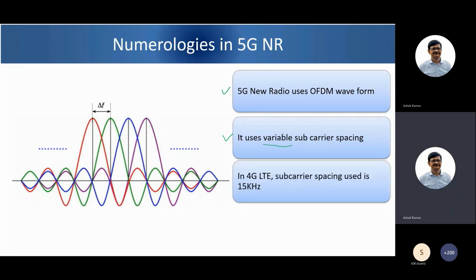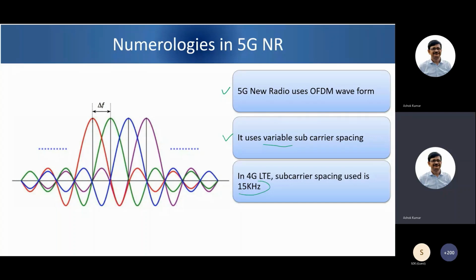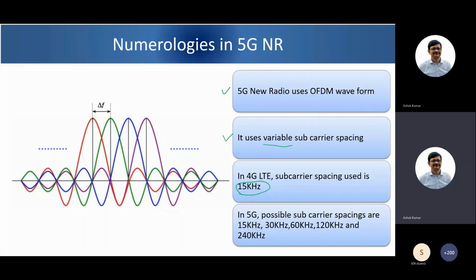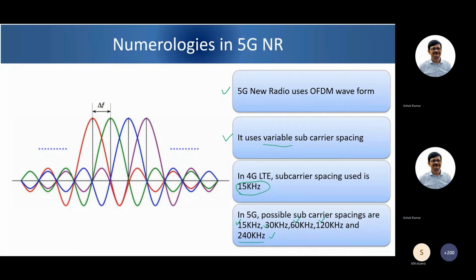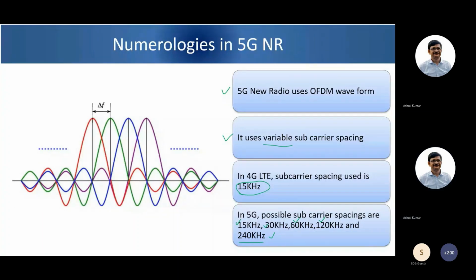If you recall 4G, in 4G we use 15 kilohertz subcarrier spacing. In 5G it is variable. That means we use 15 kilohertz, we also use 30 kilohertz, we use 60 kilohertz, we use 120 kilohertz, and we also use 240 kilohertz. We use different subcarrier spacing for different use cases and different spectrum, which we will try to understand in upcoming slides.